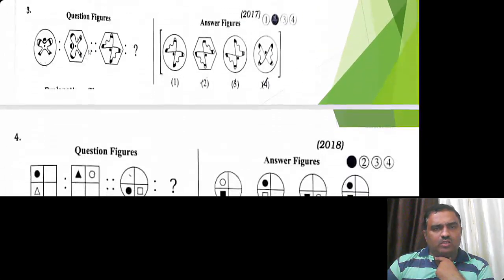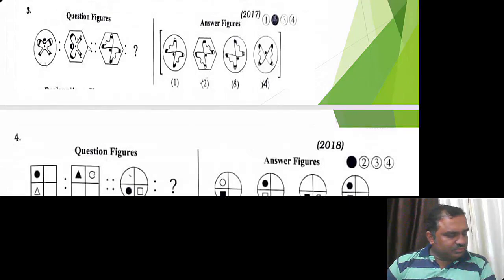Okay, here, question number 3. Observe the figures given and then explain your answers or justify your answers. Observe it carefully.